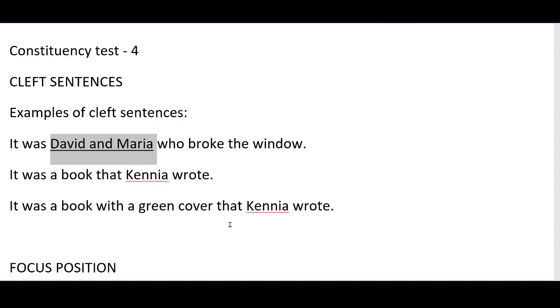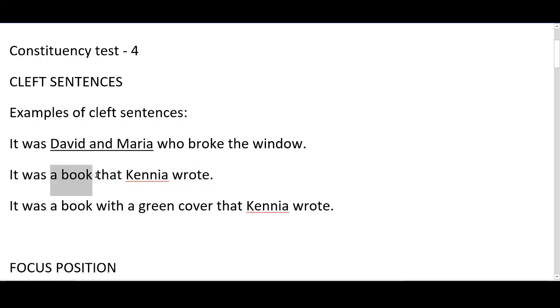If you're testing a constituent and it cannot occupy the focus position, then it's not a constituent. Okay, or I should say, if you're testing a string of words to see if that string of words is a constituent, and that string of words cannot occupy the focus position of the cleft sentence grammatically, then it's not a constituent. Let's check this one out.